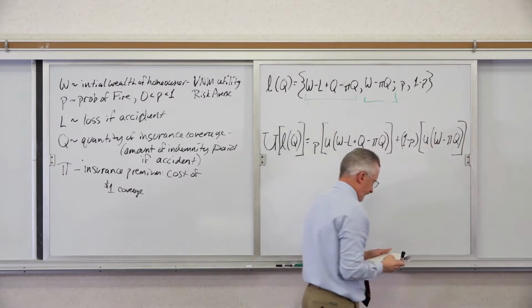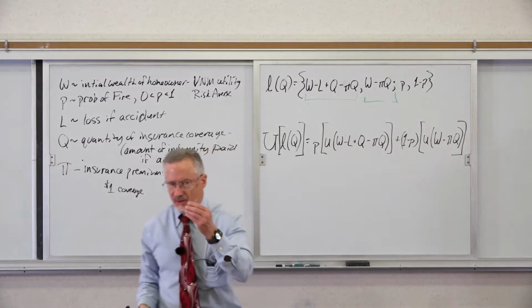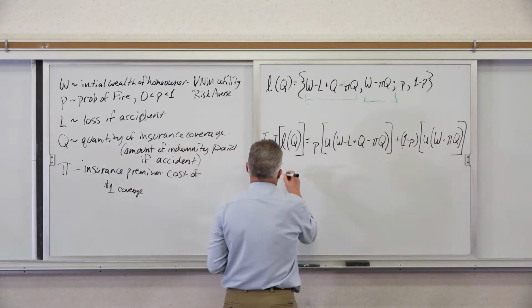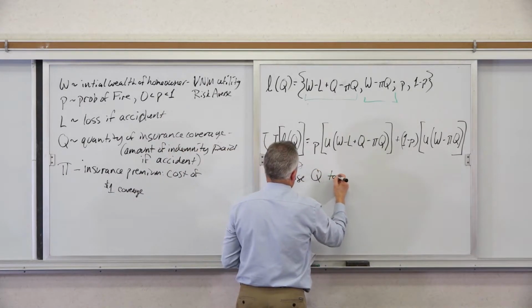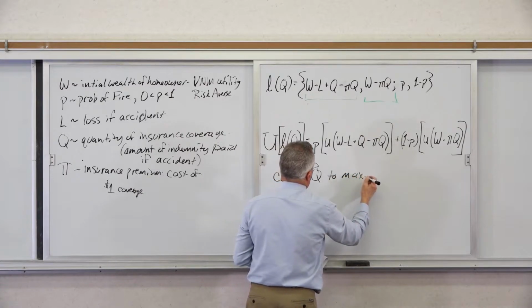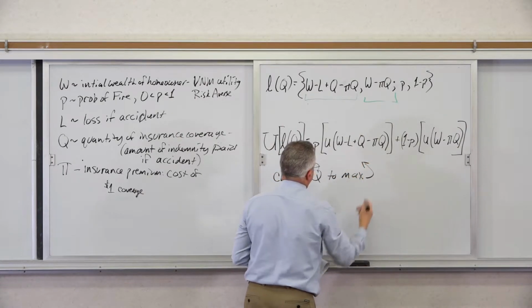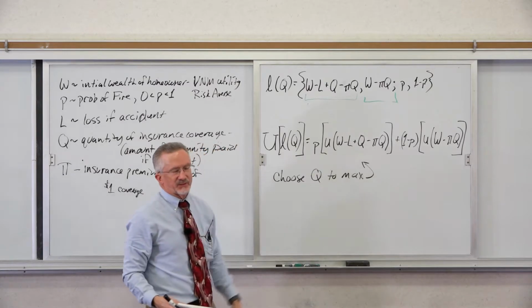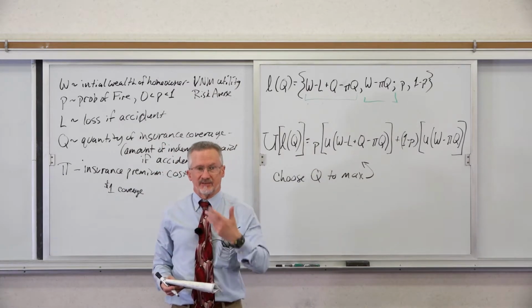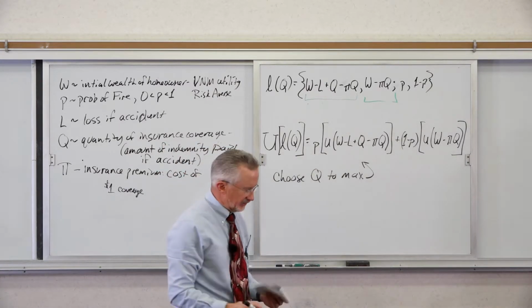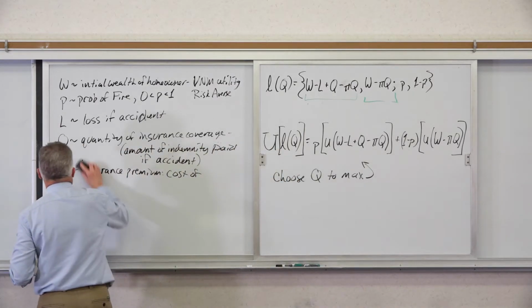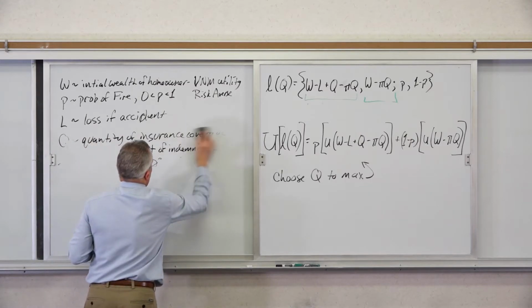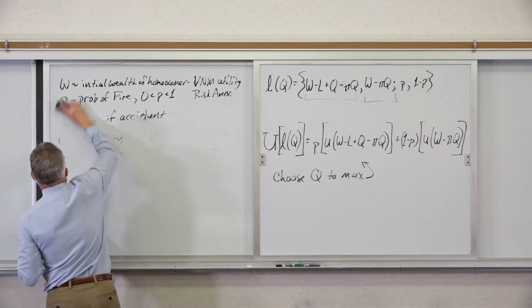All right, great. Now, the goal here is to choose Q to maximize this thing. This is the decision problem that is facing the individual. Great, so let's take a look at what the first order condition would give us.